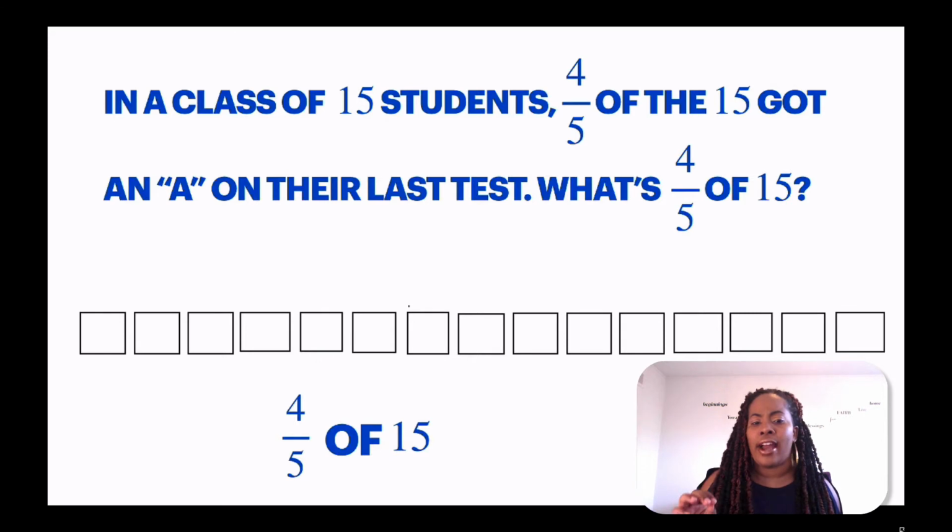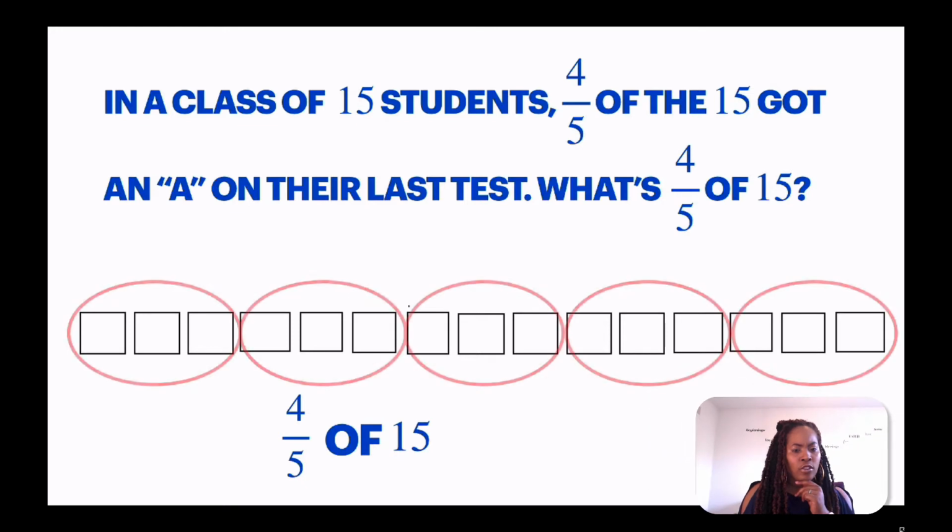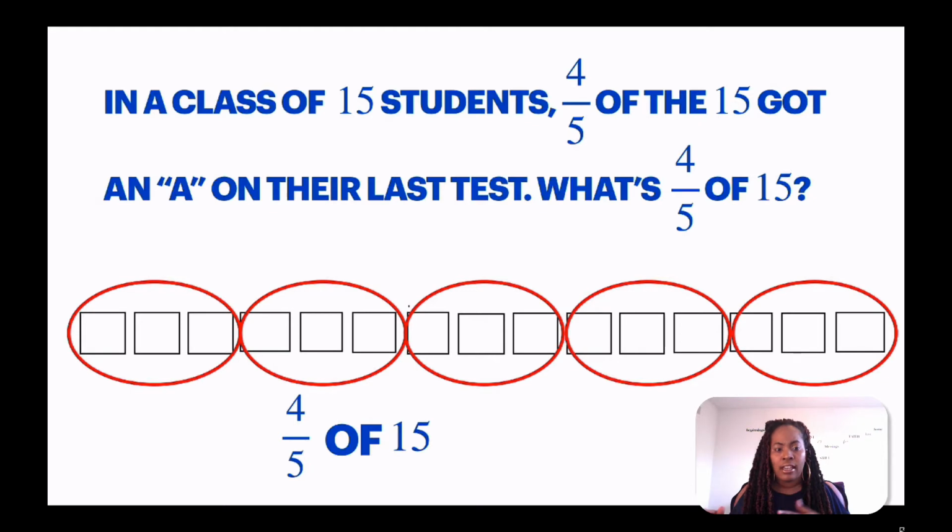And if we look at that fraction, 4/5 of 15, all we have to do is split it into 5 equal parts, because that's what fifths means, 5 equal parts. So if we were to circle groups, then how many will we have in each group? Let's find out. There we have it. Our equal parts, fifths, there are 3 in each group, okay?